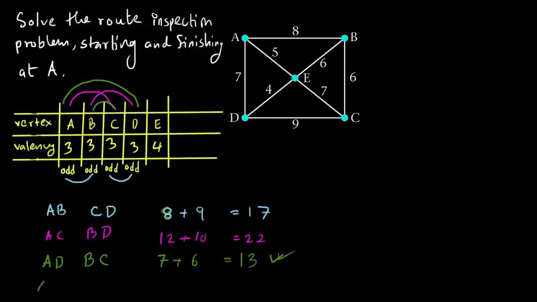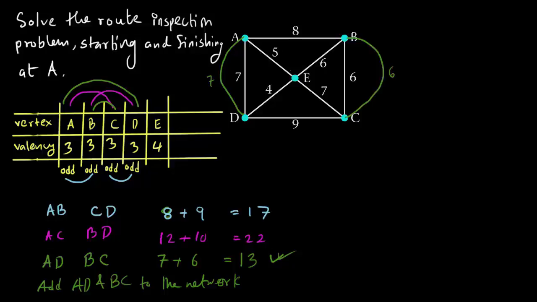So we are going to add AD and BC to the weighted graph. So let's connect AD, and it is going to have a weight of 7. And then we can connect BC and it's going to have a weight of 6. So now to solve the route inspection problem, we have to add to the total weight of the graph the shortest path that we just found.